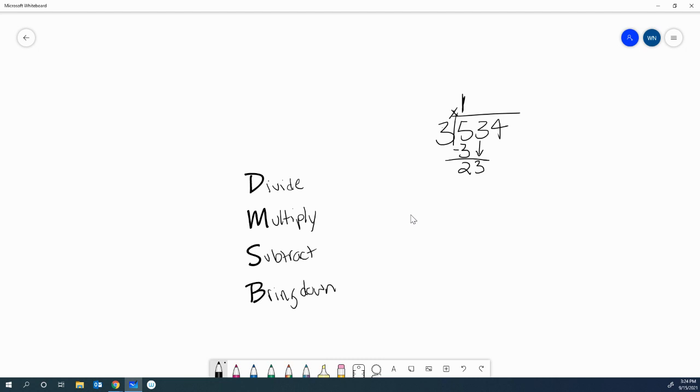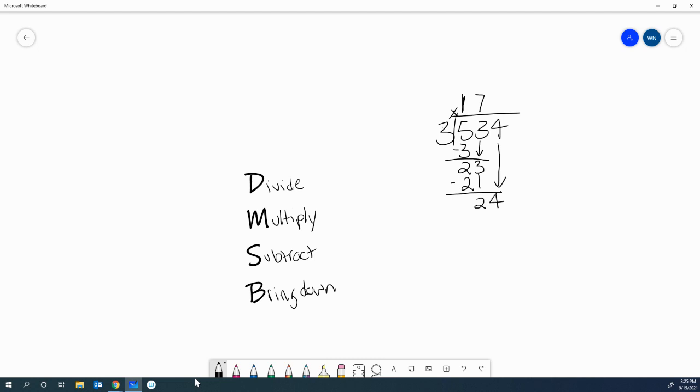Now we come right back up and divide again. 23 divided by 3. How many times can 3 go into 23? If I count by 3s, I know that that's going to be 7. So a lot of you have been putting your 7 down here. That is not correct. 7 is part of our answer. 3 can go into 23 7 times. So 7 becomes part of our answer. Now we're ready to multiply. 7 times 3 is 21. Time to subtract. 3 minus 1 is 2. 2 minus 2 is 0. Bring down the 4.